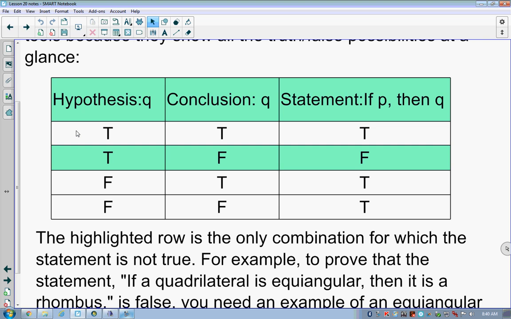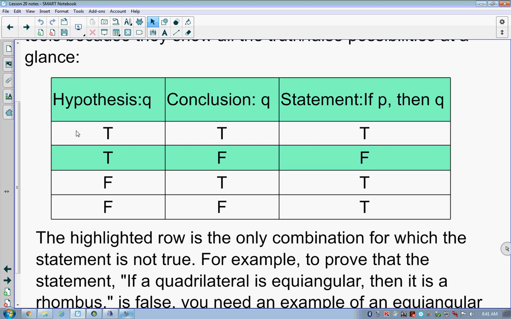We had to have a true hypothesis and a false conclusion in order to have a false truth value, in order to say that that is a counterexample, okay? So, for instance, if an animal is a horse, then it has 4 legs. My counterexample could be a cow, right? It's an animal with 4 legs that is not a horse, right? That's a counterexample. It has a false truth value.